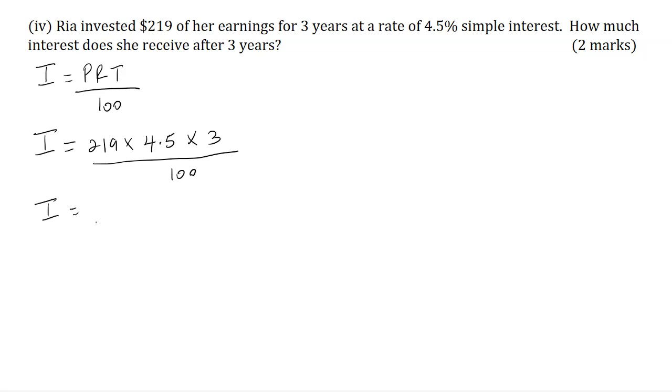So the simple interest is equal to, now when you type this into your calculator, please use brackets in the numerator. You will get $29.565. Now we need to round this off to 2 decimal places. So this is $29.57, and I'll just write here 2 dp.